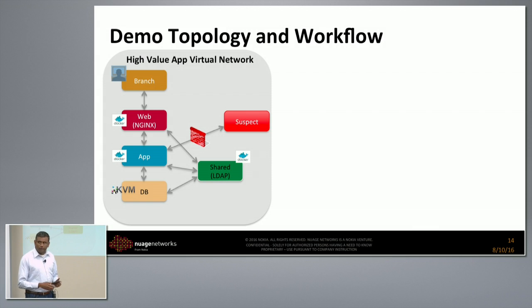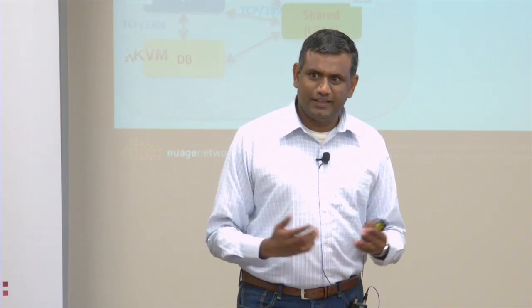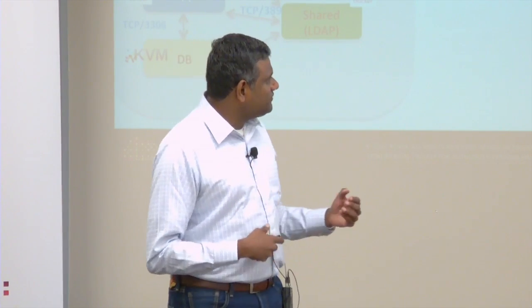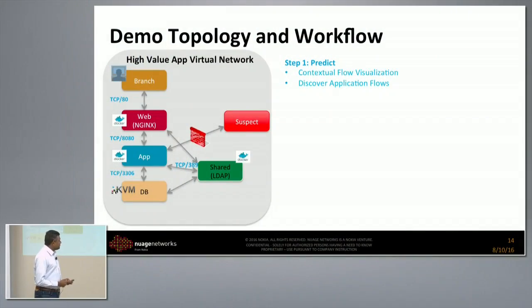So here is a rough flow of what we are planning to show. The first step is prediction, which is around visualizing the flows. This is targeted towards a networking-centric audience. Think of a networking guy: you know that branch to web is going to be port 80, that's valid, maybe 443. They have an idea of traffic between the app and a shared database or shared LDAP server, in this case on 389. But you really don't know what the traffic is between the web, app and DB. So we're going to go into this and figure out what that is.